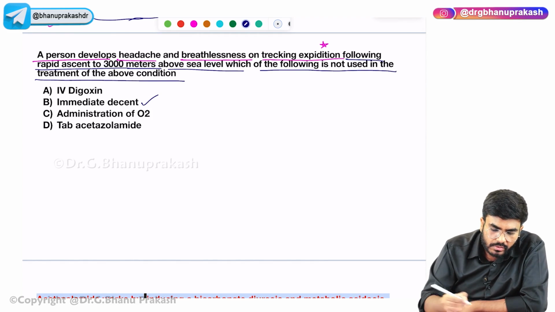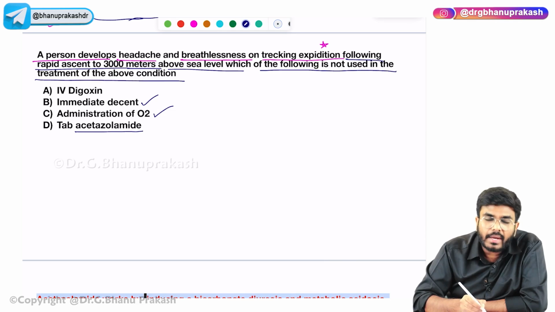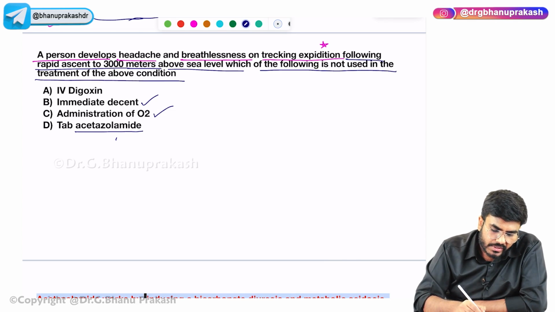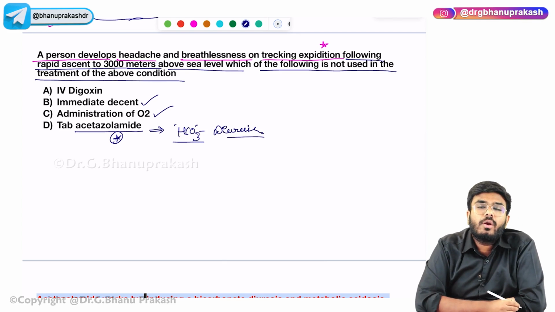Immediate descent you have to do. Administration of oxygen, hyperbaric oxygen, is given. Acetazolamide is given for mountain sickness. Actually, he is suffering with mountain sickness. So acetazolamide you can give, because what will acetazolamide do? It will cause bicarbonate diuresis. Okay, it's going to cause the excretion of bicarbonate.